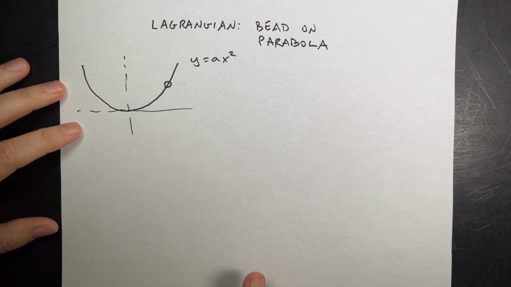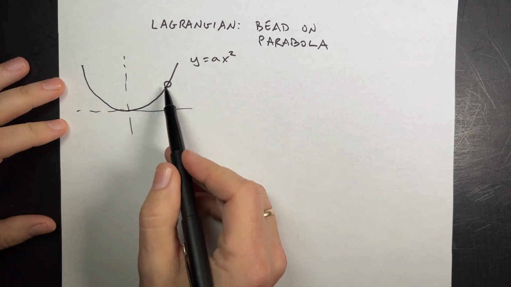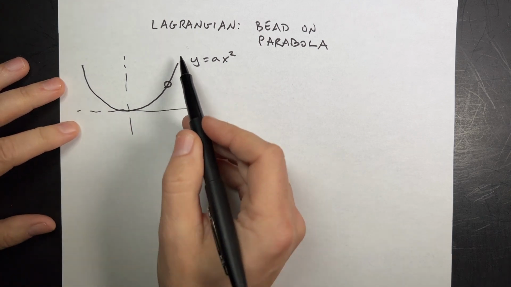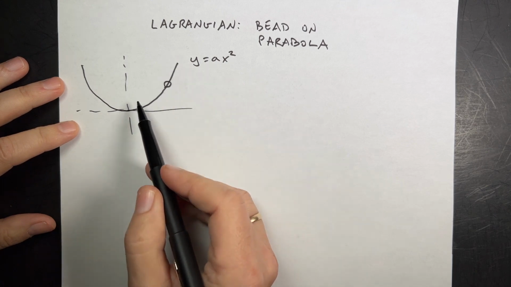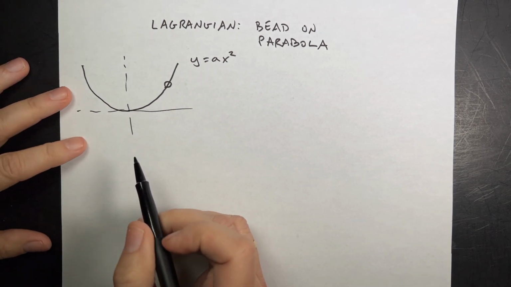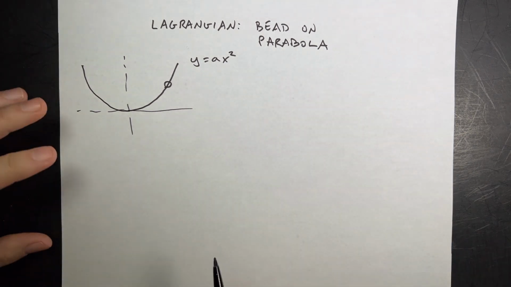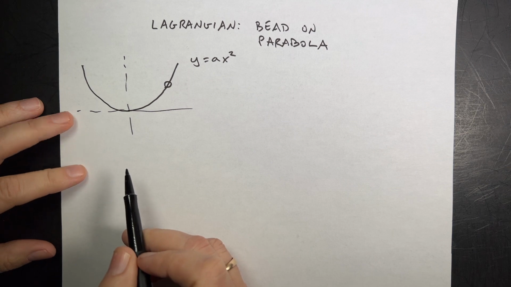I'm not going to explain Lagrangian, just want to use it. So here is a frictionless wire with a bead, and the shape of the wire is y equals ax squared, so it's a parabola. Some people call that a parabola, but I like to say parabola. And so we want to model the motion of this. So let's just get to it.